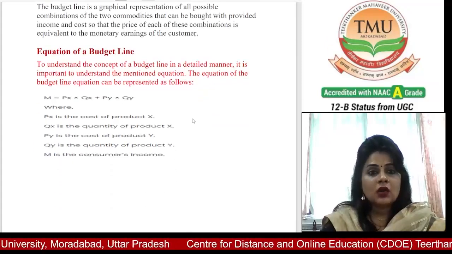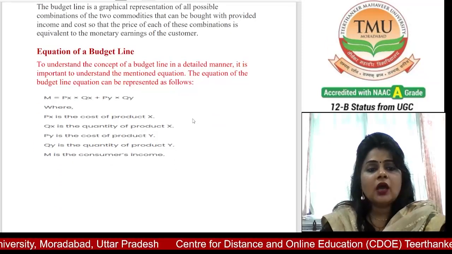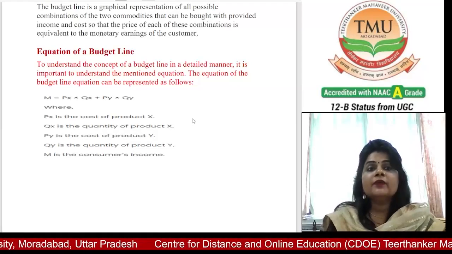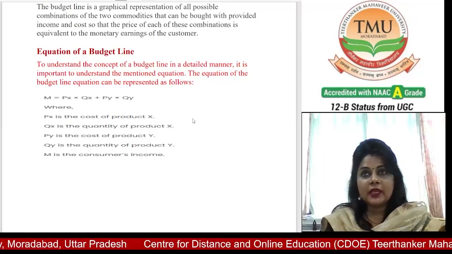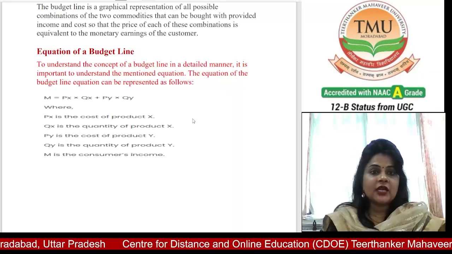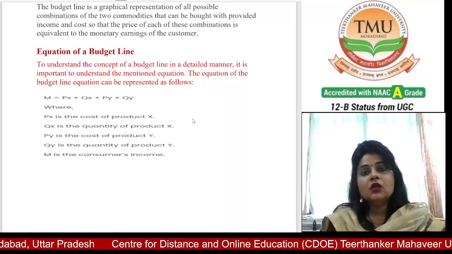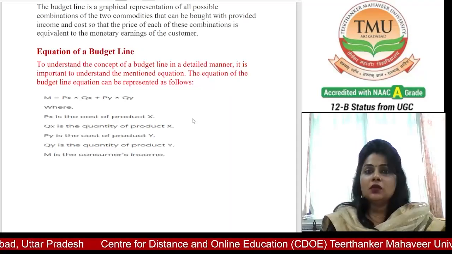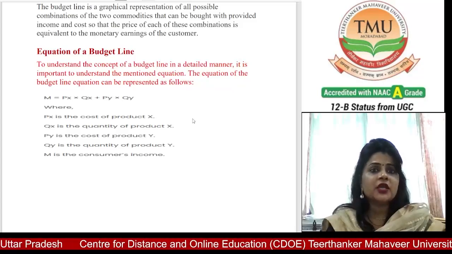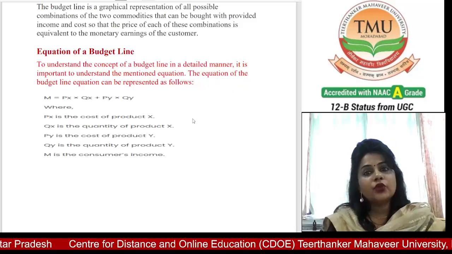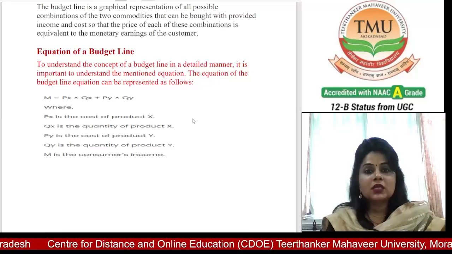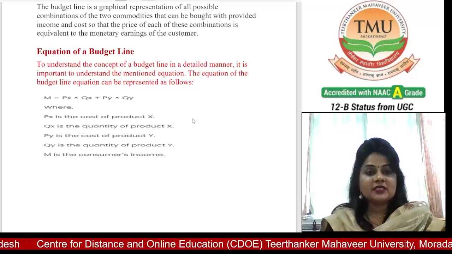Now we have understood the budget line and the equation of a budget line. Further, we will also explain the budget line with the help of a schedule and diagram. You have to understand what a budget line is. Budget line एक graphical representation है all possible combinations of two commodities which can be bought by a consumer within his given income at given prices.